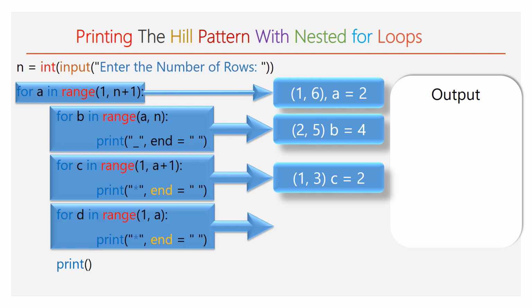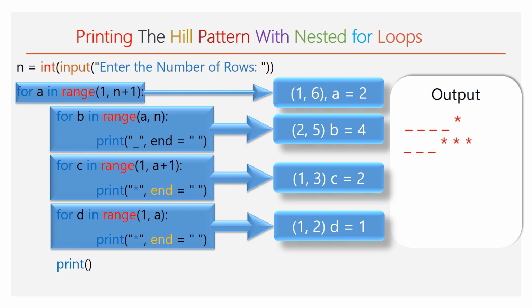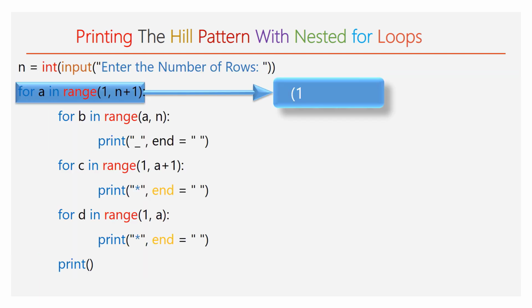Now the execution will go to third inner for loop and it will have the range 1 to 2 and it will iterate only for one time, and hence one star will be printed in the output. Empty print function is executed. The cursor will move to third line. The value of a is incremented by 1. The value of a is 3.